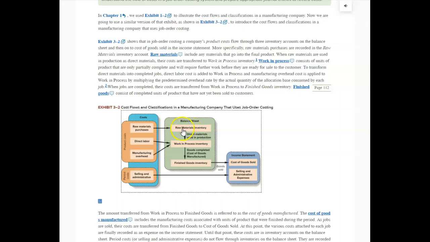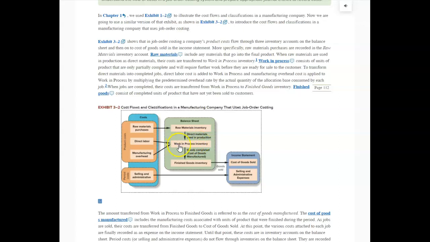Now, these raw materials will stay in this account, like out in the warehouse, and the cost will stay in this actual account until you issue these into production. So you will requisition those and issue those into production. So what we'll do then is transfer the materials to the factory floor and the cost of these materials to the work in process inventory account. Again, this is a new inventory account for this course.